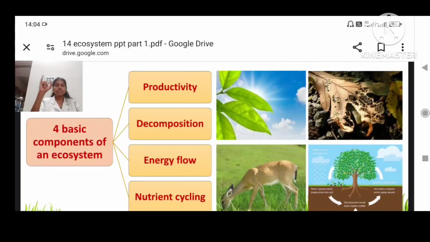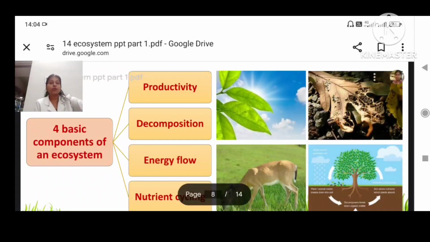Okay, so these are the basic components of what? The ecosystem. The first is productivity, producing food mainly by the plants, and to some extent consumers also. The second one is energy flow, how the energy which is prepared by the plants is transferred to the others, and thereafter you are having what? Decomposition, and then what? You are having nutrient cycling. So these are the 4 basic components of an ecosystem.